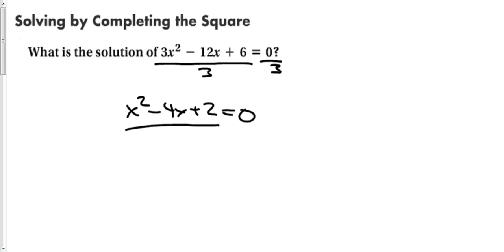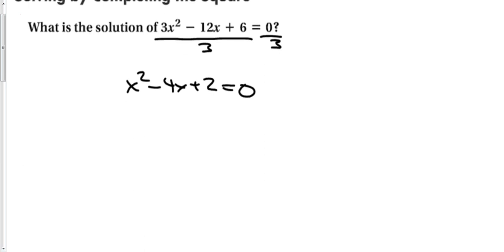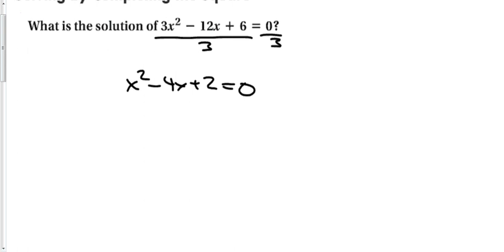Does it factor? The factors of 2 that add up to 4. Well, the only factors of 2 are 1 and 2, but they don't add up to 4. Okay, so that tells me that this quadratic is not going to factor evenly, which is fine. I'm going to complete the square. So, subtract 2 from both sides to get the variables by themselves.